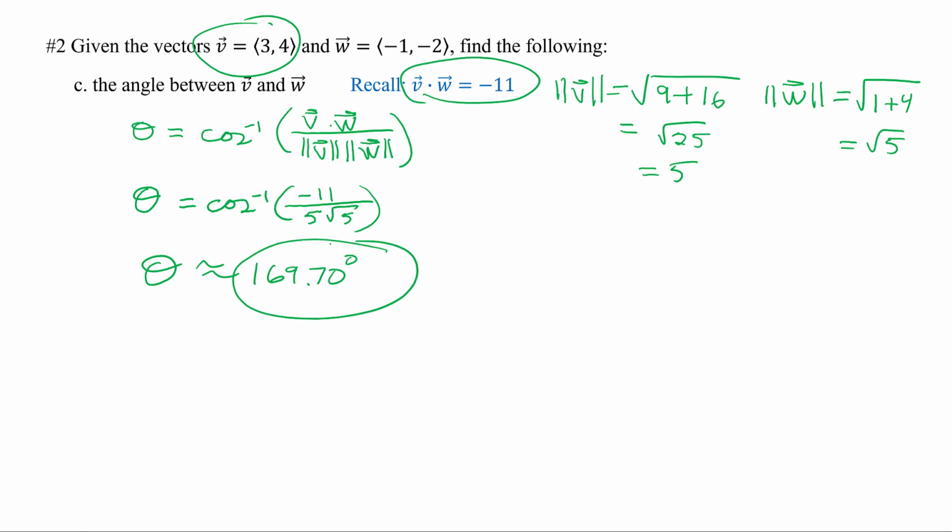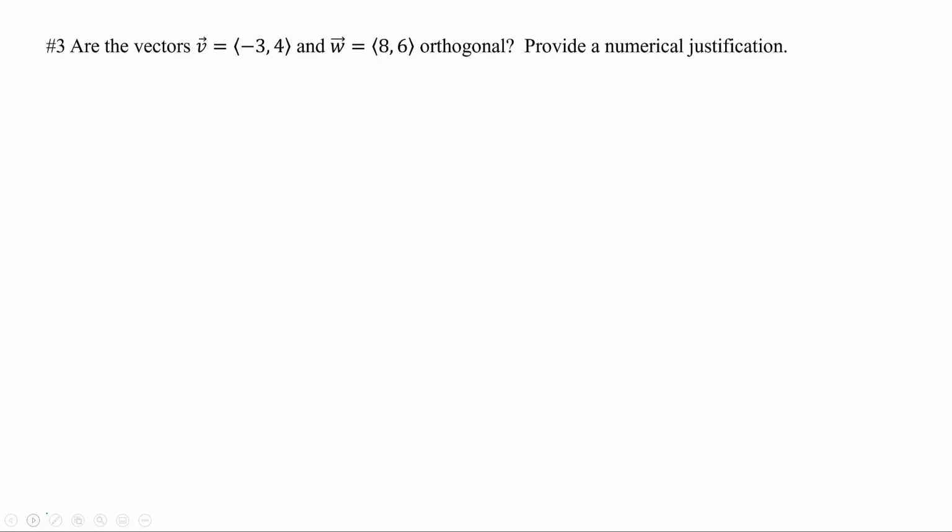So let's move on. We have one more problem here with vectors, it looks like. The next thing we're doing is looking at two vectors. These vectors are v equals negative 3, 4, and w equals 8, 6. We want to determine if these vectors are orthogonal. Well, there is only one way that vectors will be orthogonal, and that is if v dot w is equal to 0. So let's see what the dot product of these two vectors is.